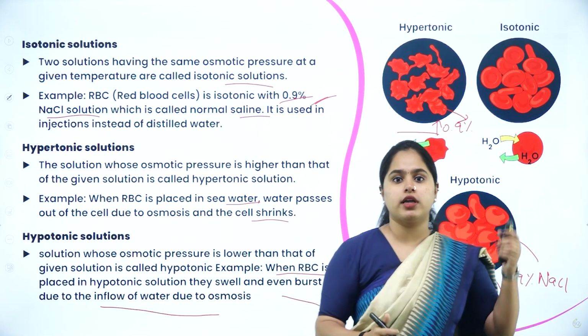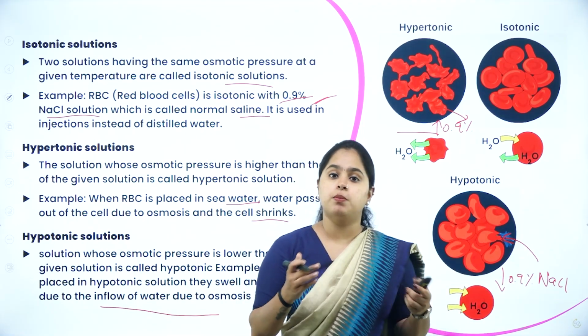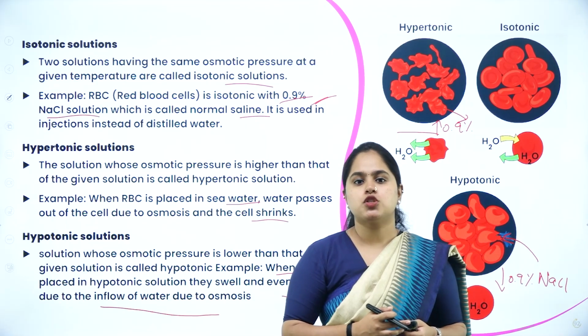It can't be more than this. If it is more than this, what happens? The cell shrinks, and if it is less than that concentration, the cell will bulge and burst. Okay, yes, so I hope it is clear.